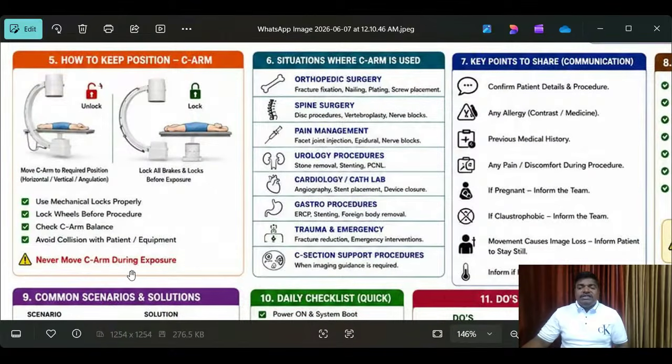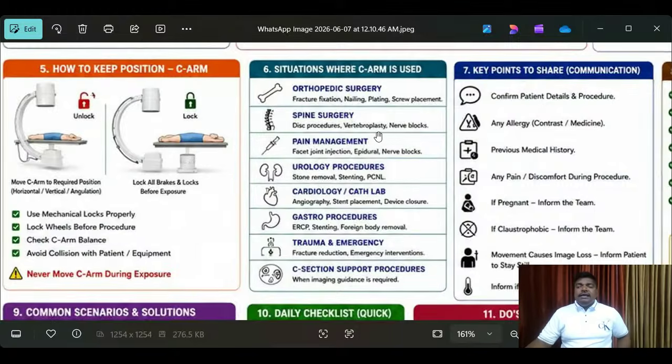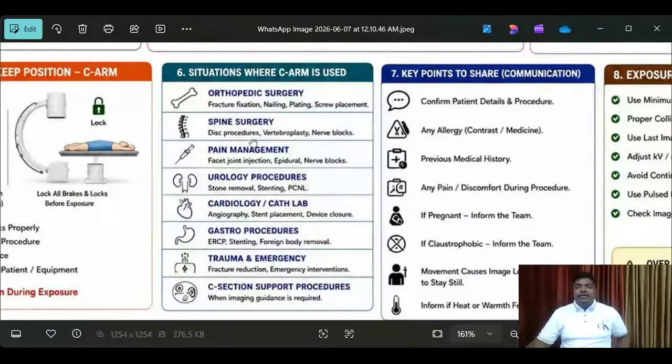Right. Never move the C-arm during a procedure. Be very careful. These are the things that matter whenever you get a complaint, for example. Suddenly you go there and just move it, and if the doctor gets angry, that is very dangerous. Right. Now here, see here, the sixth point. This is the third session. Now this is all the explanation.